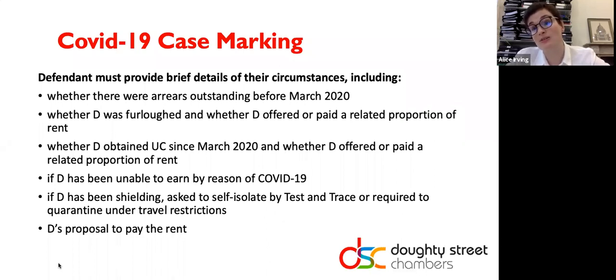And I do think it could be possible to try putting in information, for example, about any relationship between allegations of antisocial behaviour and the pandemic, if there is genuinely a connection.